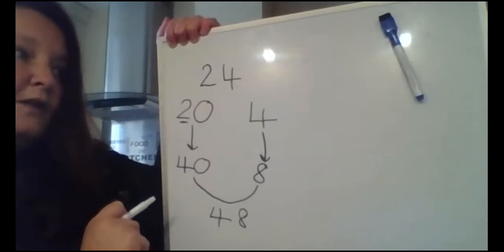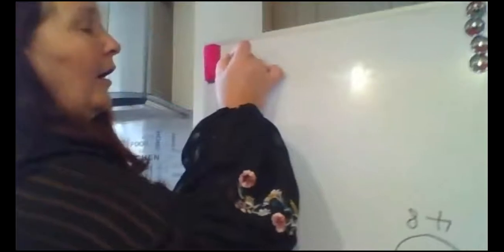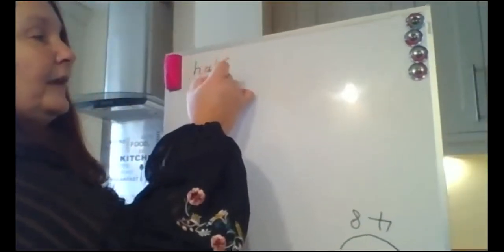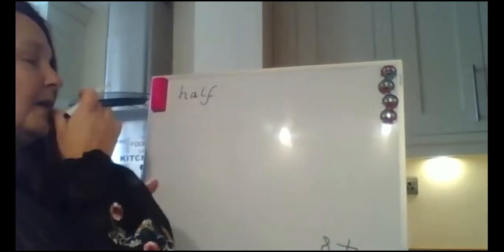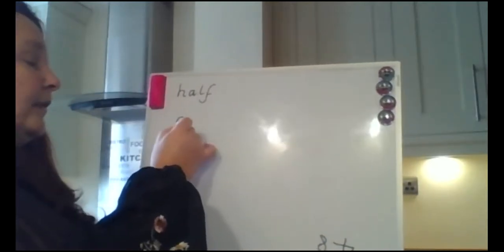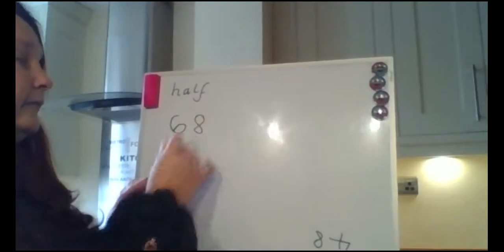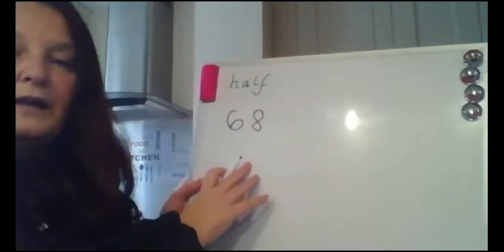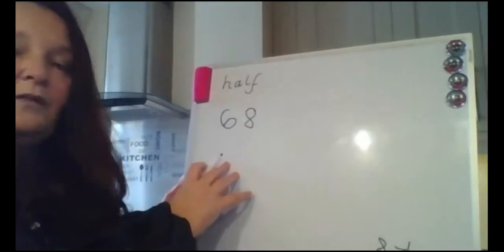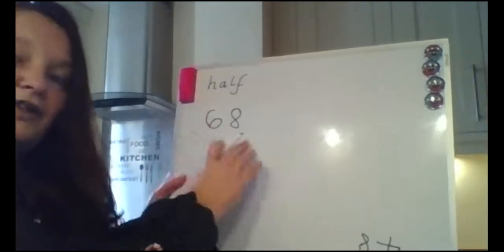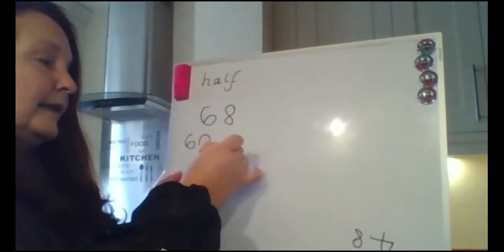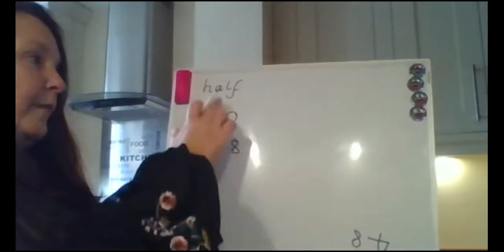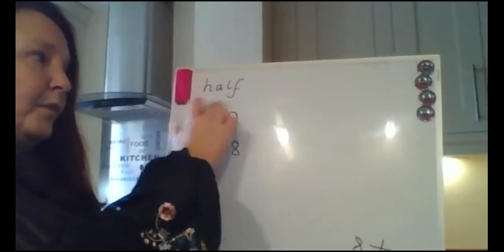Okay, so that's doubling. Right, let's turn my board over. If I want to halve a number with partitioning, so I'm going to halve something now. Okay, half. I want to half it. So if I've got the number 68, I'm thinking, gosh, I can't get out 68 cubes. That would take me forever. So I'm going to partition it first. 60 and 8. And remember, I'm halving. Always remember what you're doing.